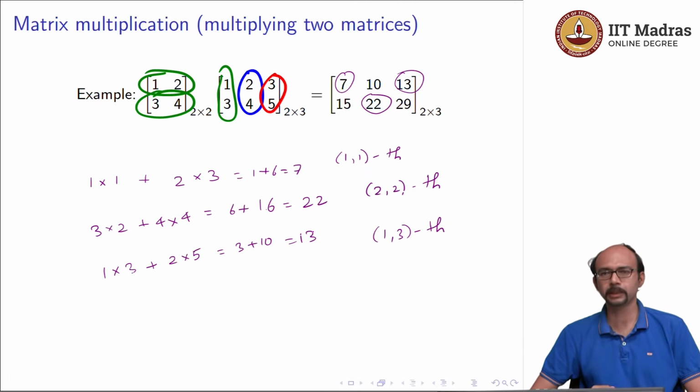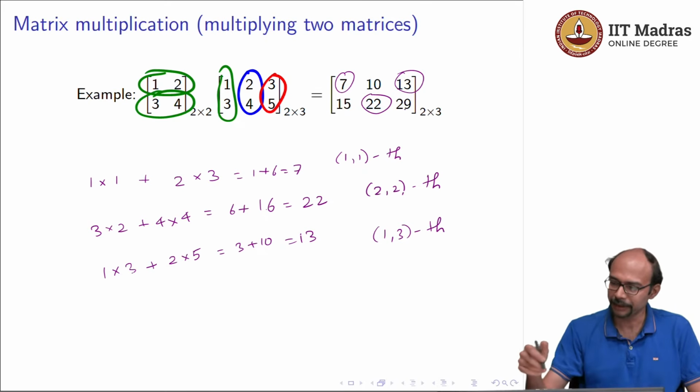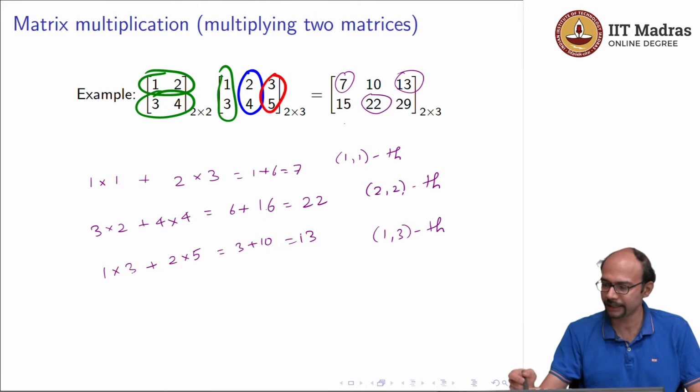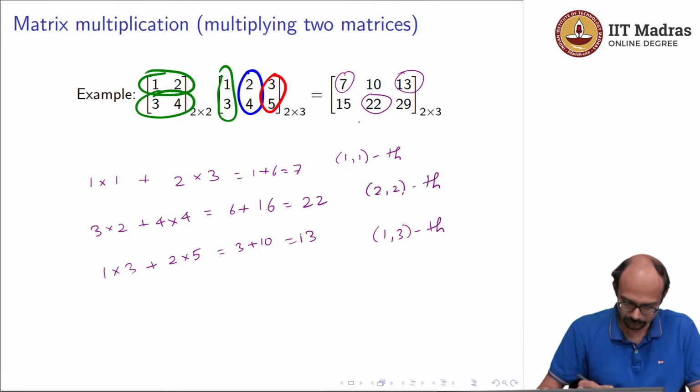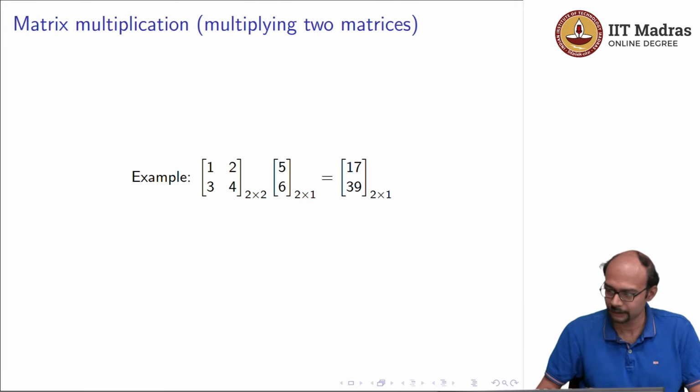Okay, so I hope the process is clear of how we get these entries in this matrix. I'll encourage you to find the other entries. How do we get 15, 10 and 29? Maybe let's do one more example.